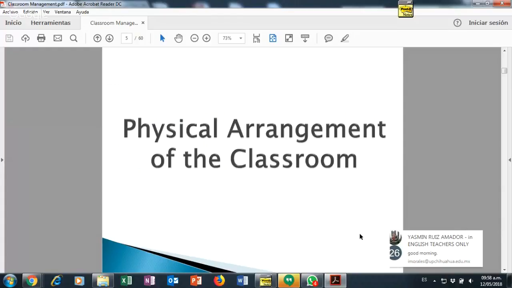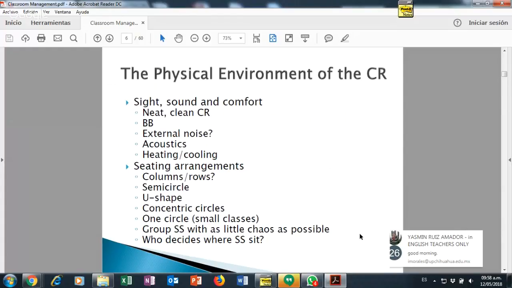Yeah, we have some very special things we face in the class. People don't know. Okay, so we already saw the physical arrangement of the classroom. We already explained what it was. And here we have some of the things that contribute to the physical environment of the classroom. We are supposed to provide our students with sight. This means that wherever they are seated, they are supposed to have perfect vision of the board. This doesn't happen in all schools and in all classrooms.